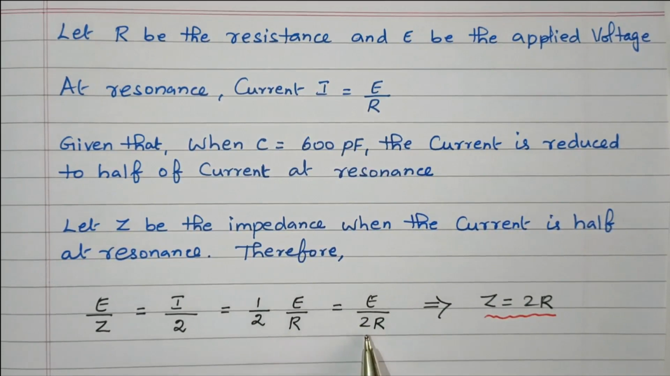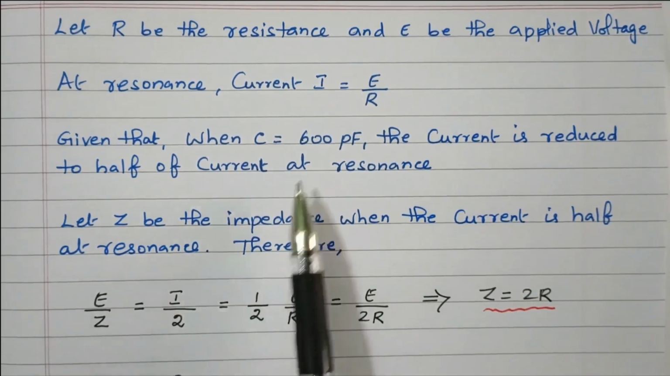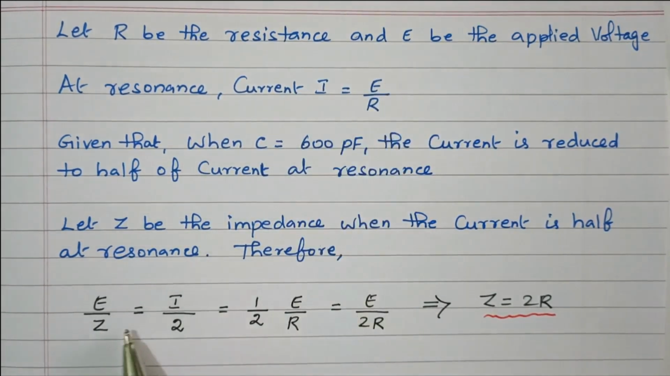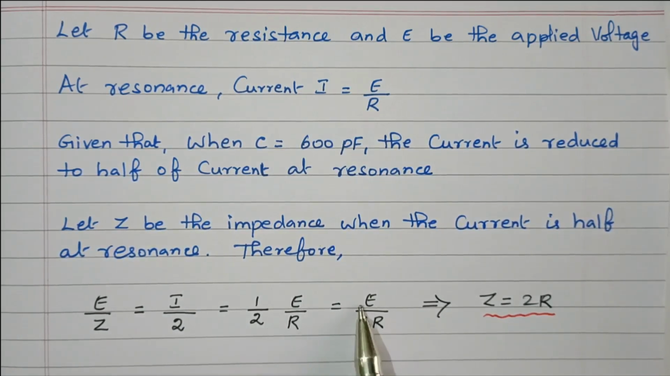So that is equal to E divided by 2R. Right, so what is the formula here? The basic formula is I equal to E divided by R. At this condition, the current becomes half, so I by 2 is equal to 1 by 2 E into R. So this E by Z can be written as E divided by 2R. Both are the same, so Z equal to 2R.